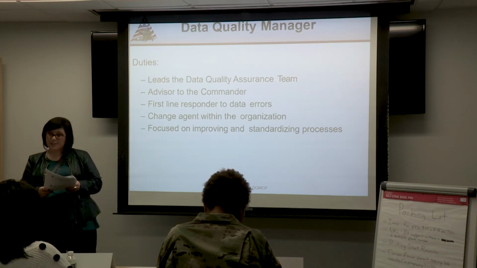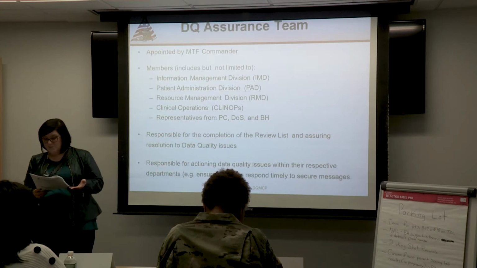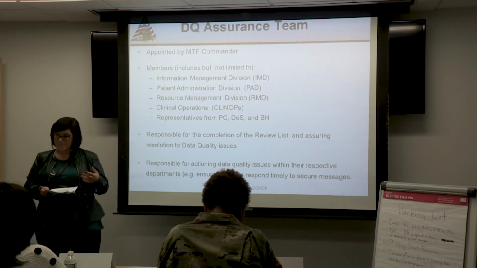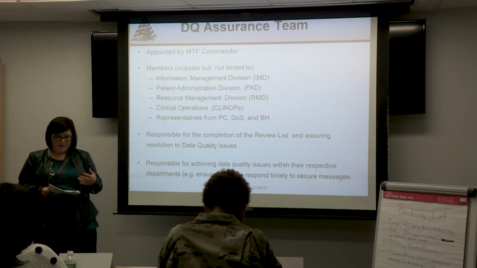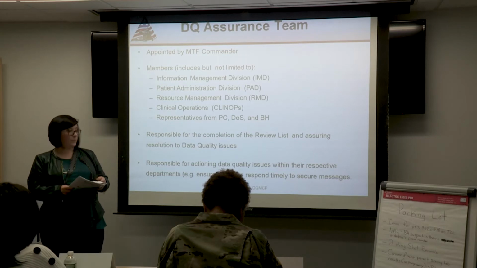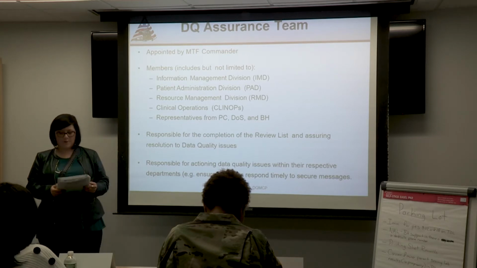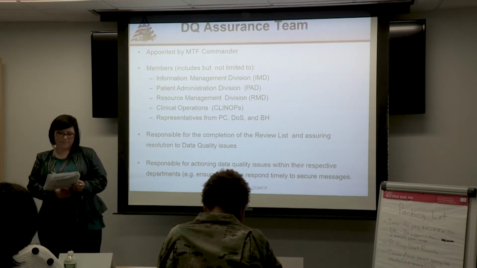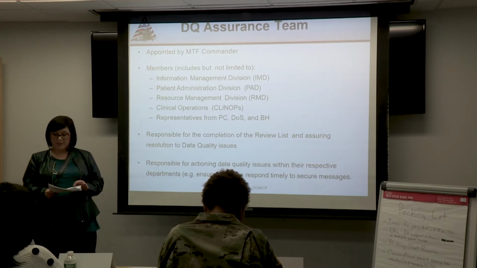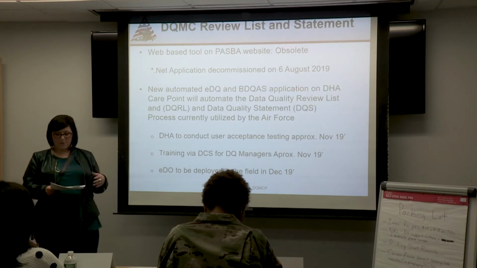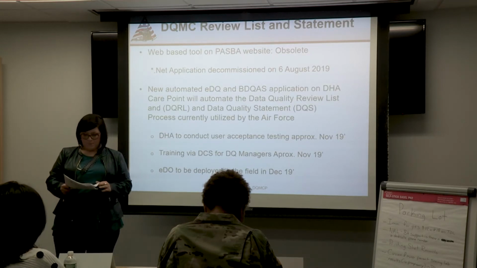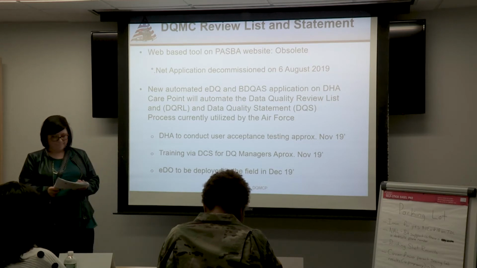The data quality assurance team includes, but is not limited to, somebody from information management, patient administration, resource management, clinical operations, and representatives from primary care, Department of Surgery, and behavioral health. We're all responsible for completing the review list and assuring resolution of our data quality issues that we report to that committee. Okay?